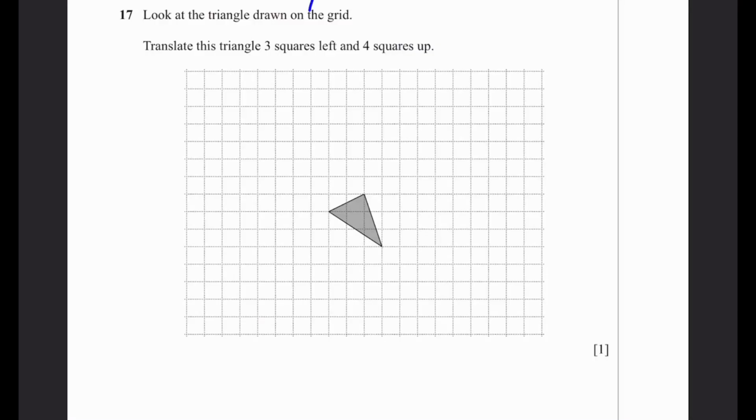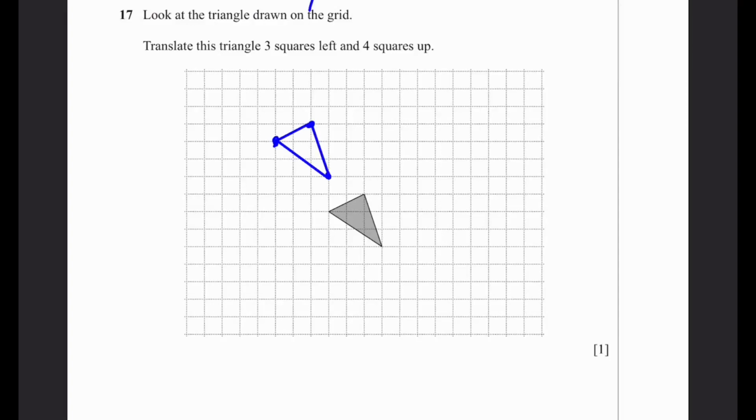Question 17. Look at the triangle drawn on the grid. Translate this triangle 3 squares left and 4 squares up. First, let's just take 1 point. 3 squares left is 1, 2, 3. 4 up is 1, 2, 3, 4. So this point has to be used. And now let's just draw that right there. And now the next point is 1 up and 2 right to the first one. So it's there. And the last point is 1 right and 3 down to the second one, like this. And that means it's over here. And now all we have to do is join the dots.